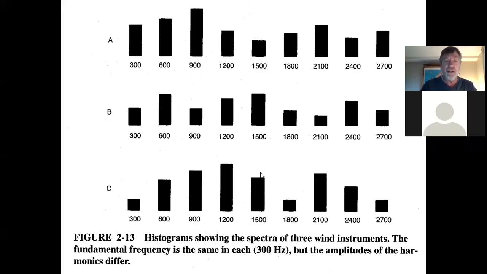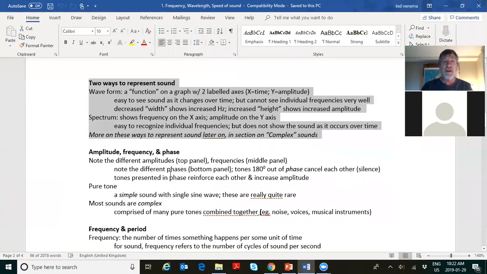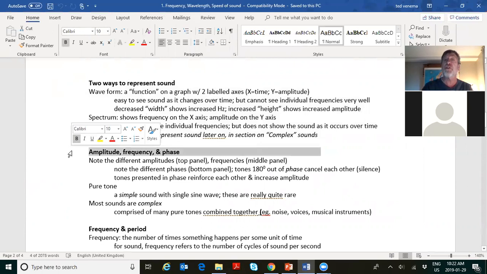So essentially, back to our notes here, and that's the PowerPoint slide. We'll get out of this and go to our notes. So that's what this was. You've got two ways to represent sound, waveform or spectrum. And more on these later on in the section on complex sounds. We then said sound takes place with amplitude, frequency, and phase. Those are the three dimensions of sound.